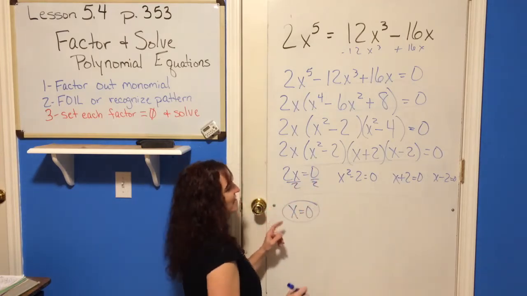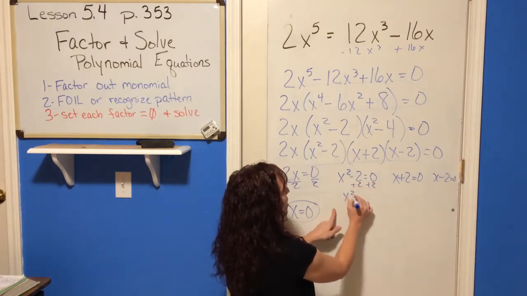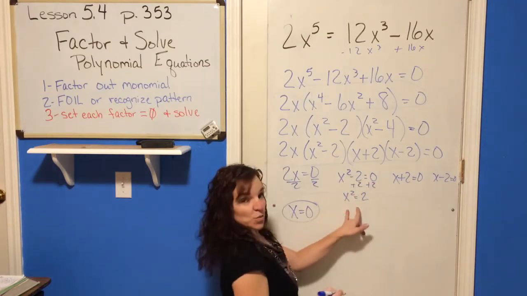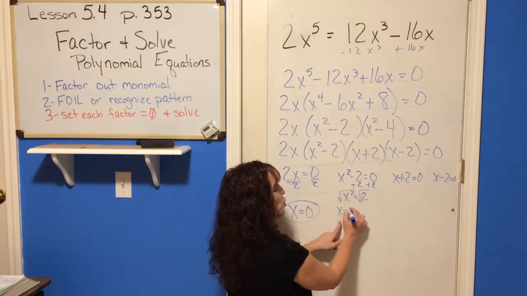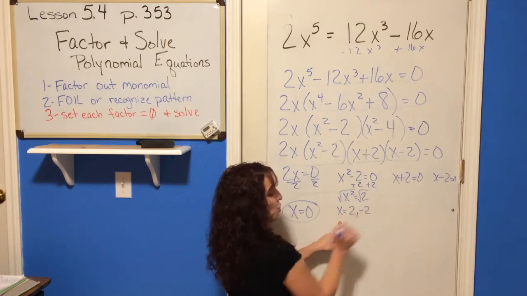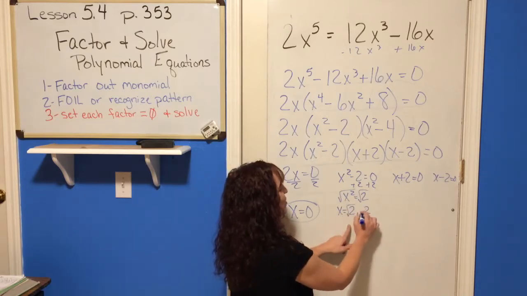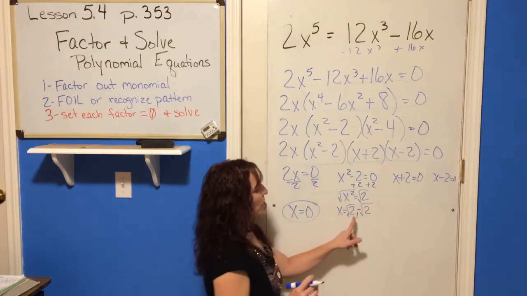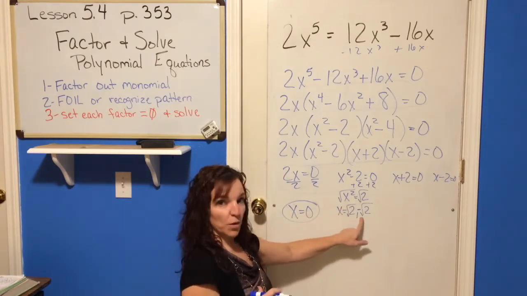There's one solution. Add 2 to both sides. x squared equals 2. This is one that you have to take the square root of. So x equals the square root of 2 or the square root of negative 2. That's why it's negative. There we go. So either it's the square root of 2 or it's the negative square root of 2.